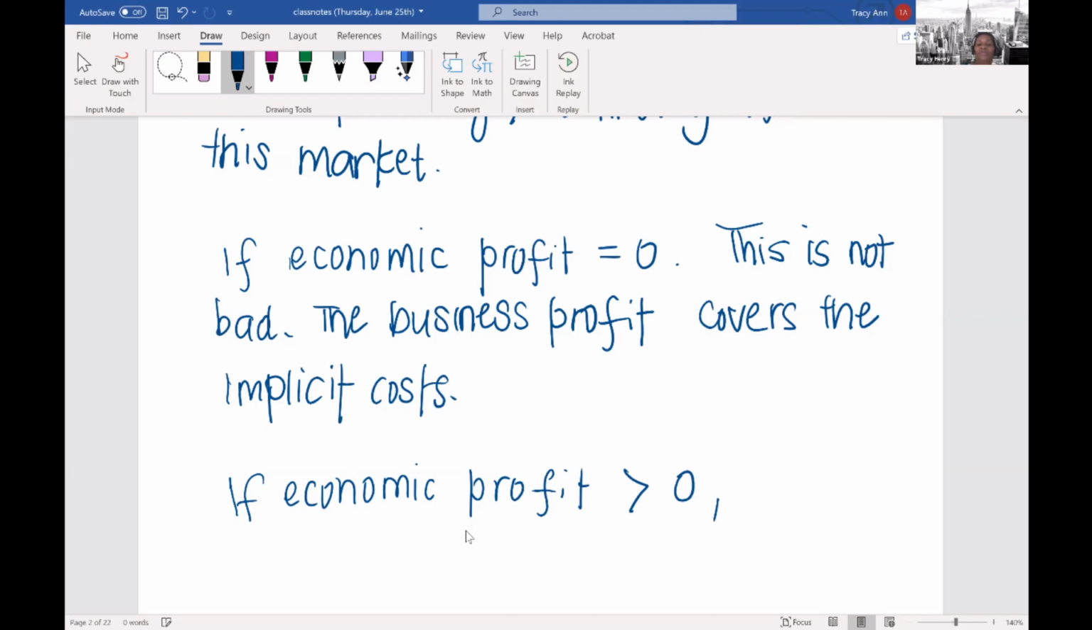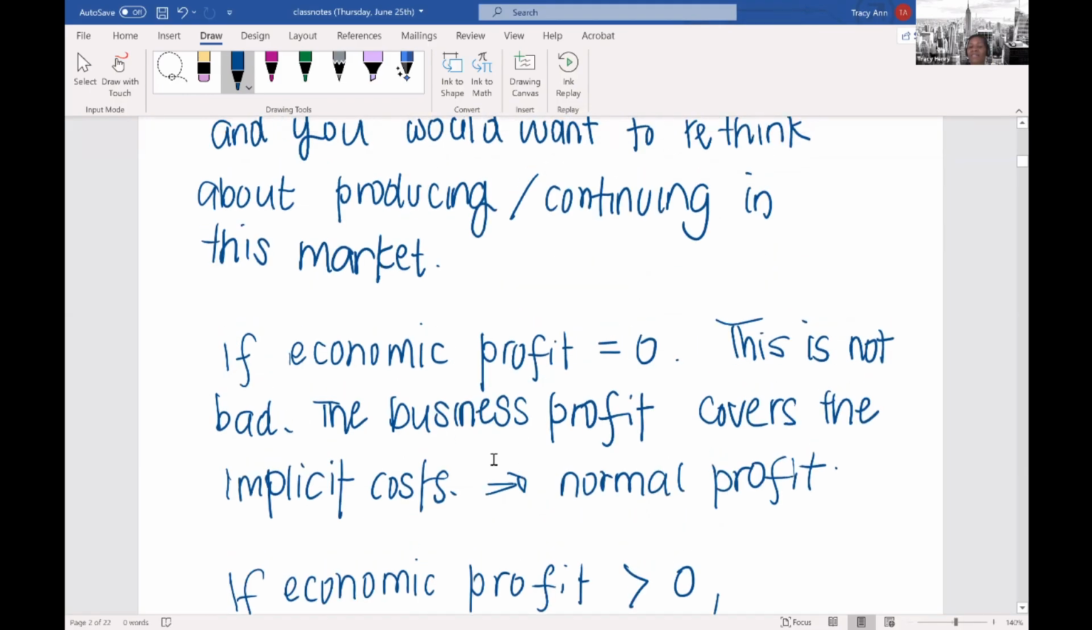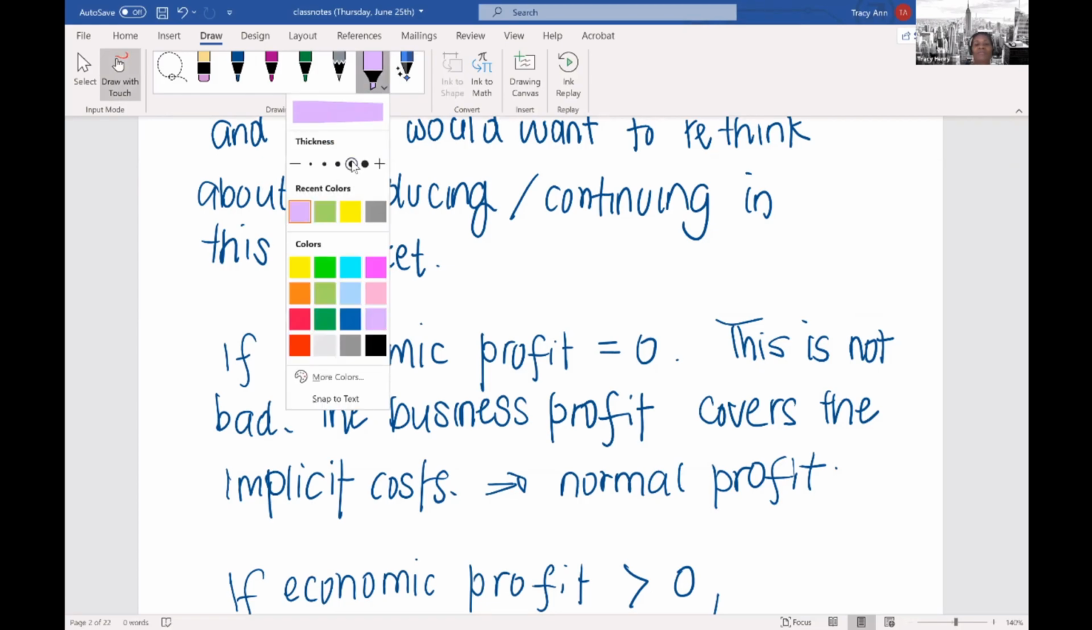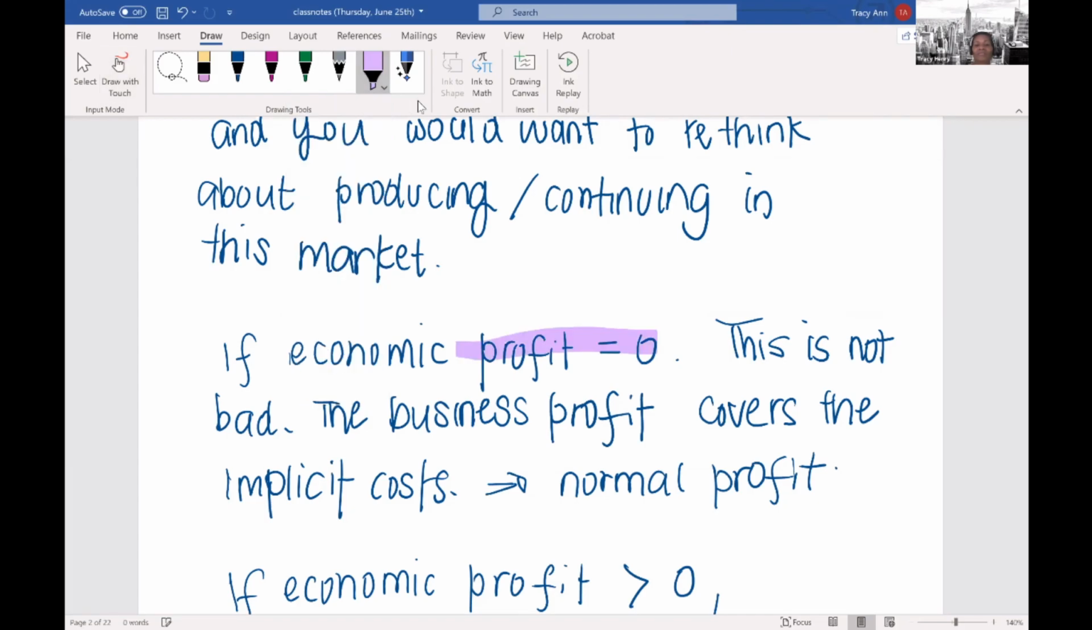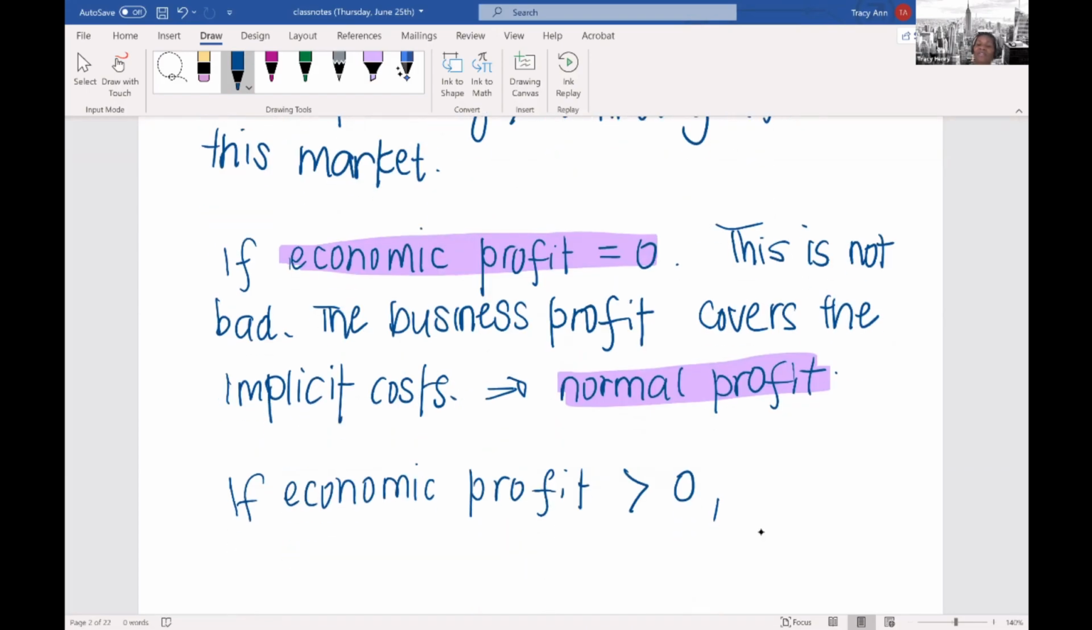Oh, I forgot to say, this is known as normal profit. Let me write it. So if your economic profit is equal to zero, then you're considered to be making normal profit. Economic profit being equal to zero is the same as saying that you're making normal profit. If your economic profit is greater than zero, then the firm is making supernormal profit.